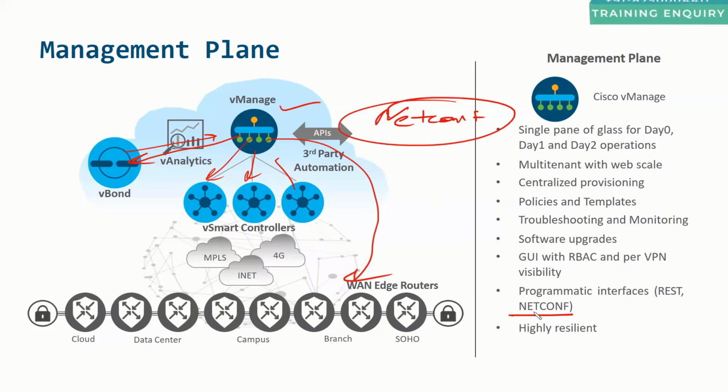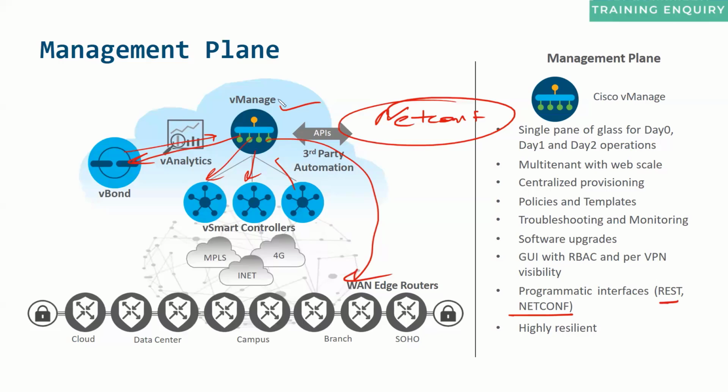So remember that vManage is going to use NETCONF to talk to vBond, to talk to vSmart, and also to talk to managed routers. And NETCONF is nothing but an advanced version of SNMP, I would say. So vManage is not using SNMP by default to talk to other components in this architecture. It is using NETCONF to talk to vSmart, vBond, and managed routers.